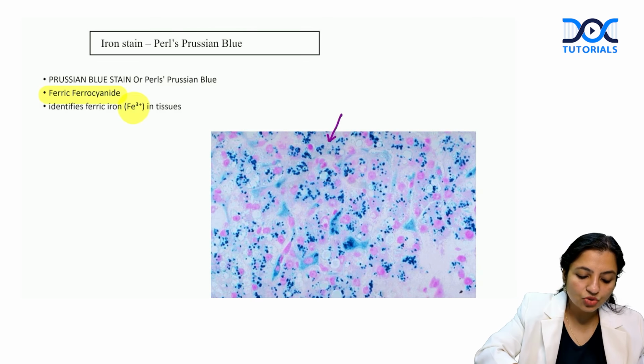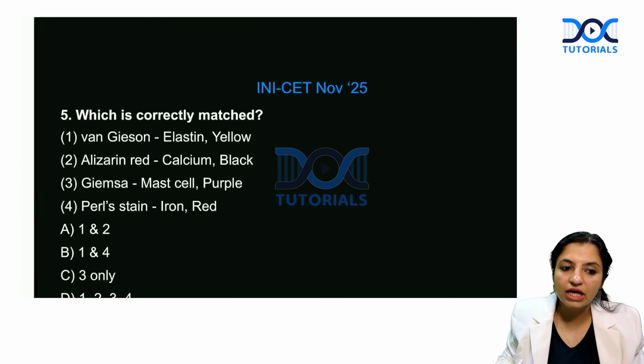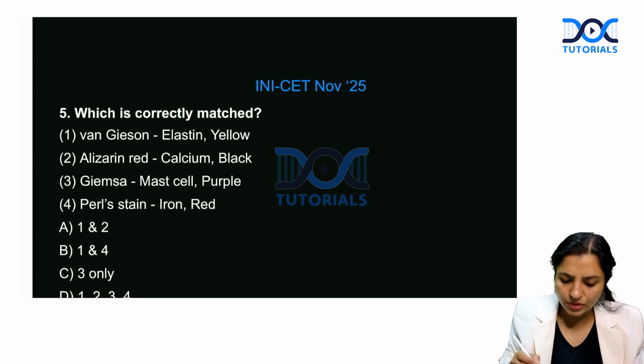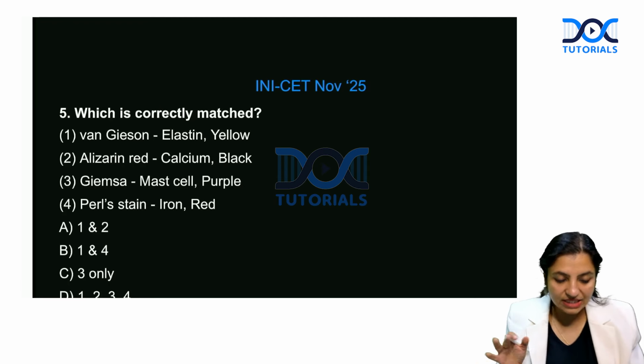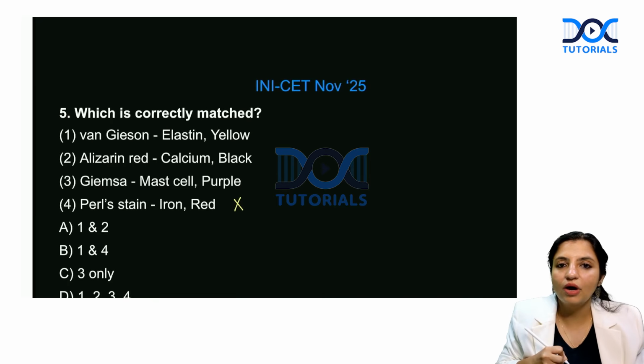So now let's come to the question. Identify which is correctly matched. Look at this here. So we know von Giesen. Start from the bottom one. Okay, the easiest one: Perls stain, iron is red. That is wrong. You know, iron is blue.